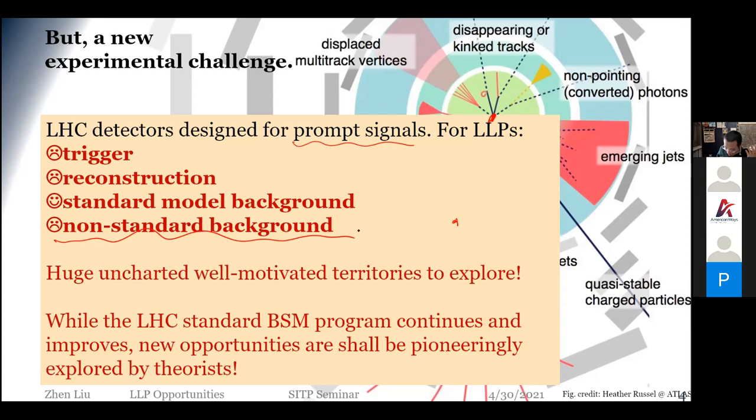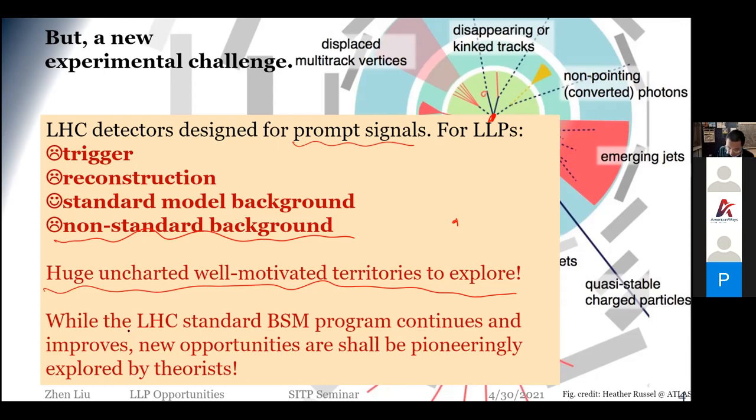To summarize, one word about why we want to do long-lived particle searches: not only because they are possible, but because there is a huge, uncharted and well-motivated territory to explore. And this is an important job for us theorists, to point out those possibilities and give some rough planning about how to hunt for them.